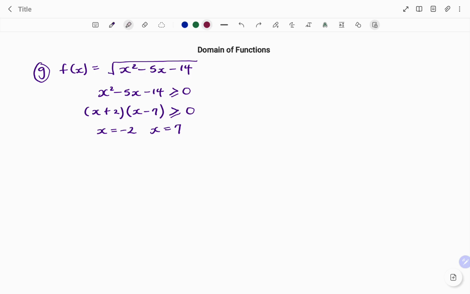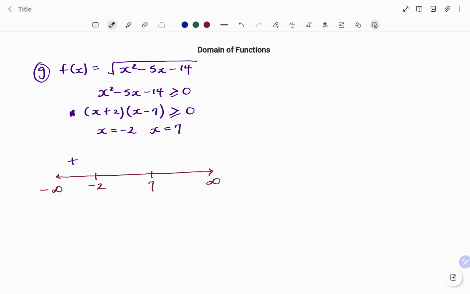So using the number line to test our points before we write it in interval notation, I have point negative 2 and point positive 7. I have that to positive infinity. I have that to negative infinity. I'm going to test each point. If I put in a value less than negative 2 and I use the factorized equation, I'm going to have a valid value for my f of x.